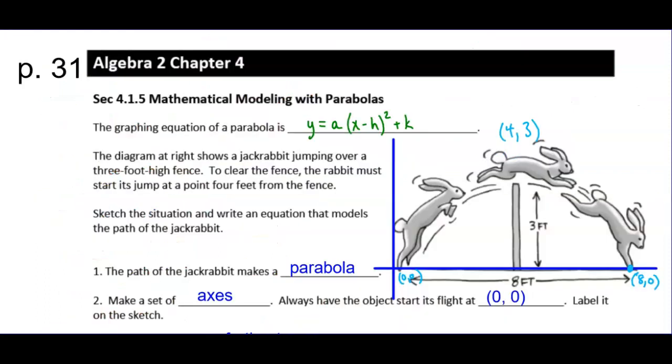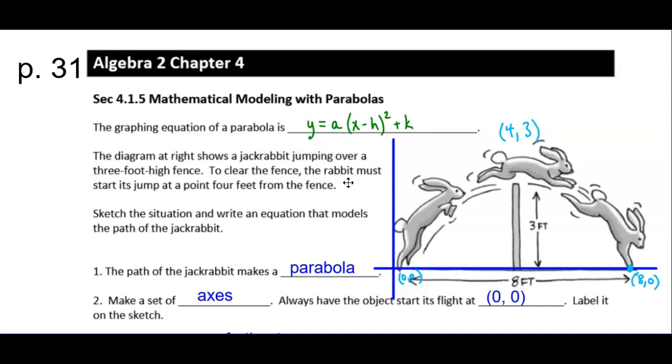So I need you on page 31, and we'll just fill in what you have here. So the graphing equation, which we should be very familiar with by now. In order to use that equation for modeling, what we're going to try to do is figure out what the parameters are, the A, the H, and the K. So in this particular problem, we've got a jackrabbit jumping over a 3-foot-high fence.